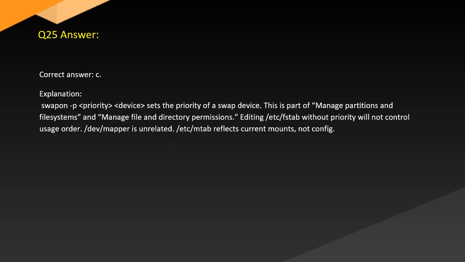Answer. Correct answer C. Explanation. swapon -p sets the priority of a swap device. This is part of manage partitions and file systems. Editing fstab without priority will not control usage order. /dev/mapper is unrelated. /etc/mtab reflects current mounts, not config.